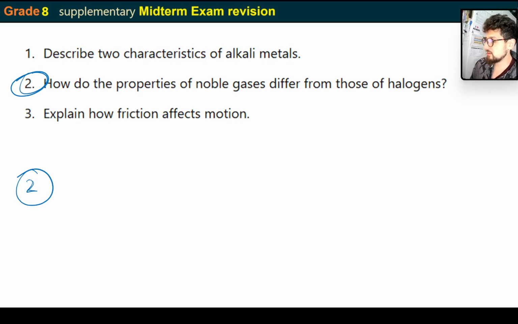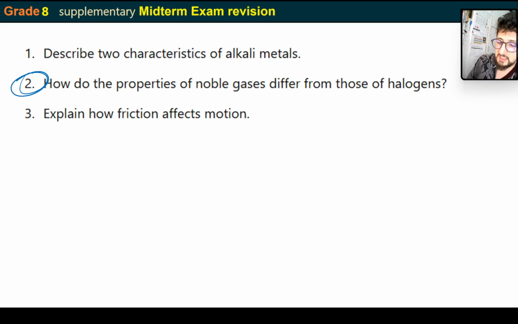So neon, argon, xenon, krypton, what else is there? Let me try. Helium. Yeah. So all of these have complete outer shells, and they don't need anything. Whereas fluorine, chlorine, bromine, iodine, all of these have incomplete outer shell. They are missing one electron, and they are highly reactive. In fact, the most reactive nonmetals are the halogens, and the most non-reactive elements are the noble gases.